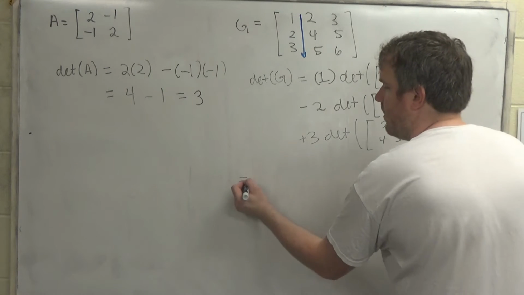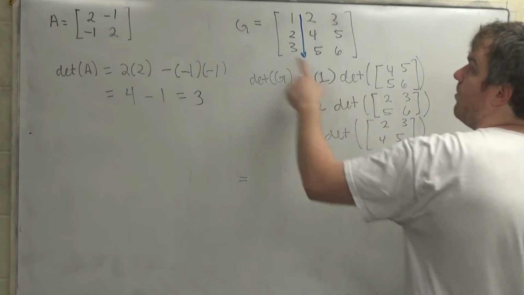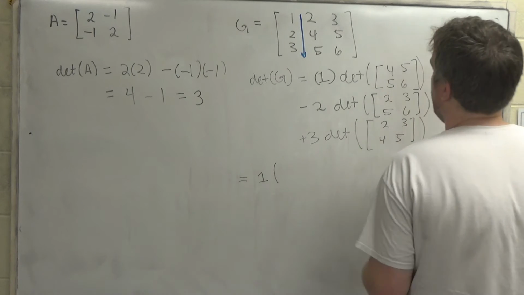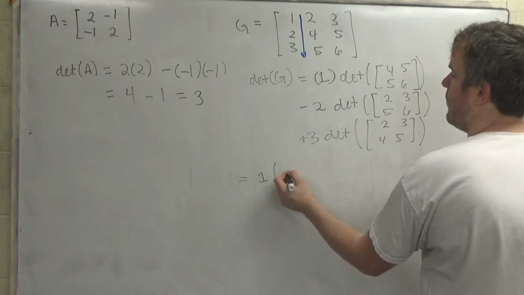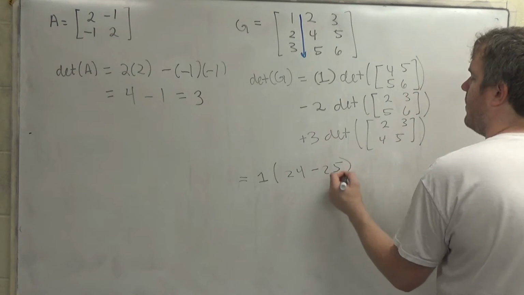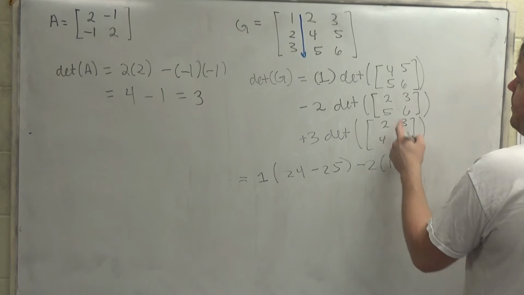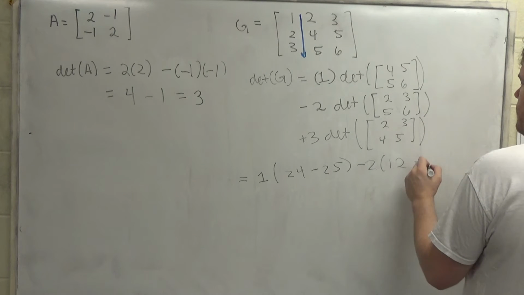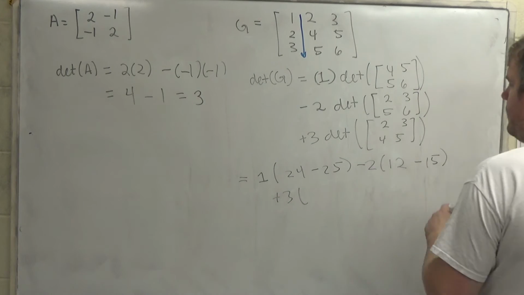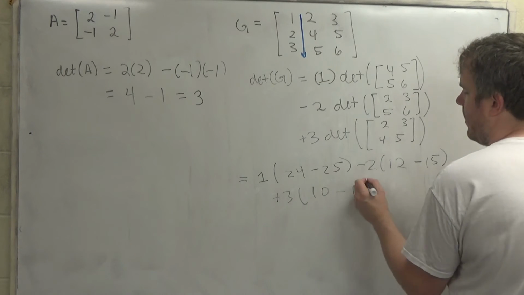And now I'm not done, because I haven't calculated these small determinants. So now I'm going to go ahead and do that using the 2x2 formula. It's 1 times 4 times 6 is 24, minus 5 times 5 is 25, minus 2 times 2 times 6 is 12, minus 5 times 3 is 15, plus 3 times 2 times 5 is 10, 4 times 3 is 12, so minus 12.